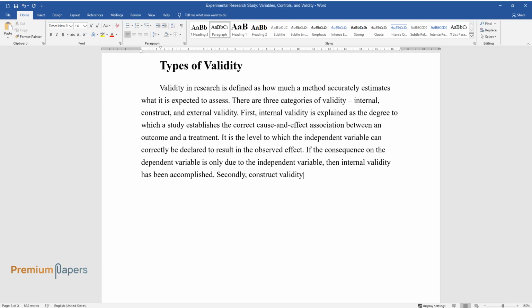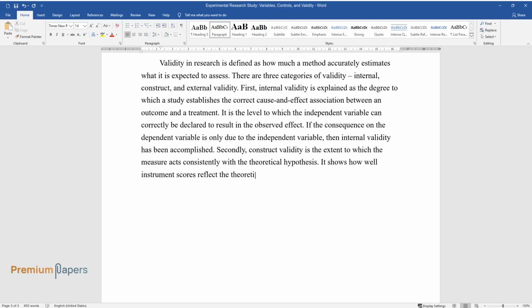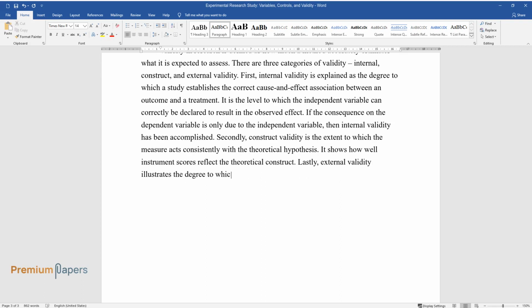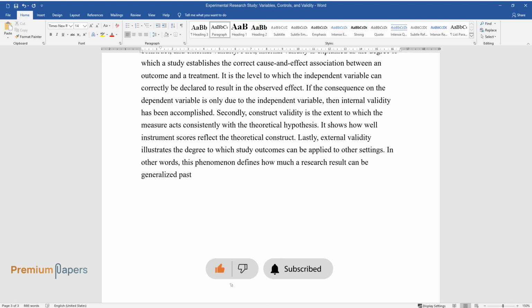Secondly, construct validity is the extent to which the measure acts consistently with the theoretical hypothesis. It shows how well instrument scores reflect the theoretical construct. Lastly, external validity illustrates the degree to which study outcomes can be applied to other settings. In other words, this phenomenon defines how much a research result can be generalized past the sample to different situations and people.